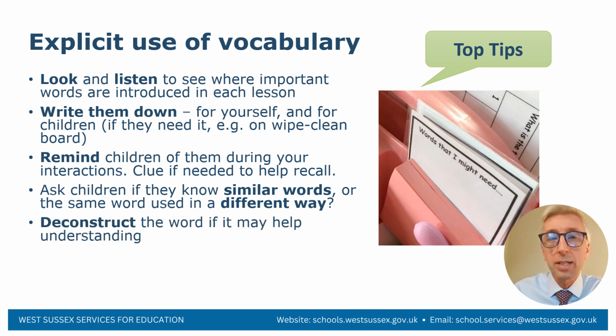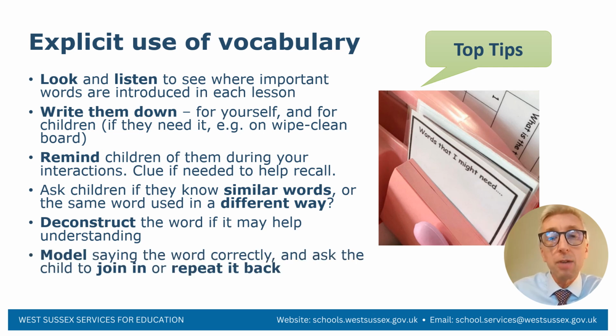You might also deconstruct any word if it may help their understanding. For example, if the word submarine is used in a story, deconstructing this into sub, meaning under, and marine, meaning the sea, might help children understand that a submarine is a vessel that operates under the surface of the sea. Likewise, in Key Stage 3 science, the word photosynthesis can be separated into photos, the Greek word for light, and synthesis, which means to make. This helps children understand that photosynthesis is the process where chlorophyll in plants uses light to make sugars. And finally, don't forget to model saying the word correctly and ask the child to join in or repeat the word back to you.